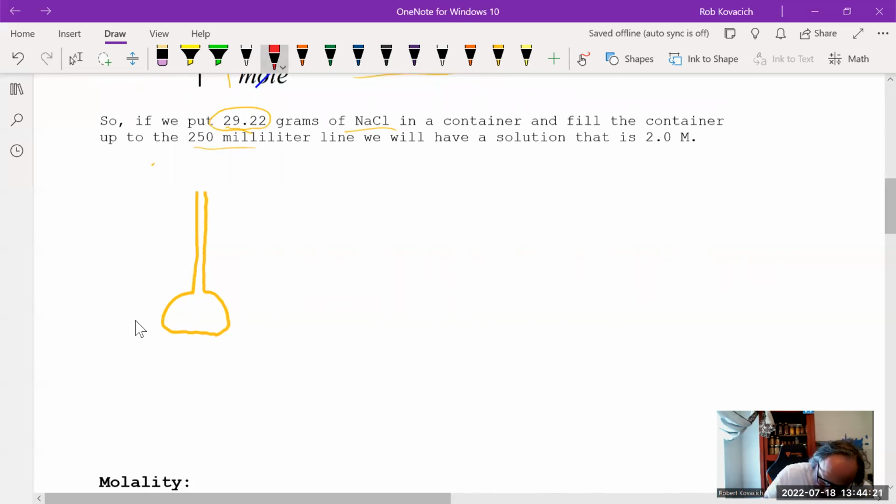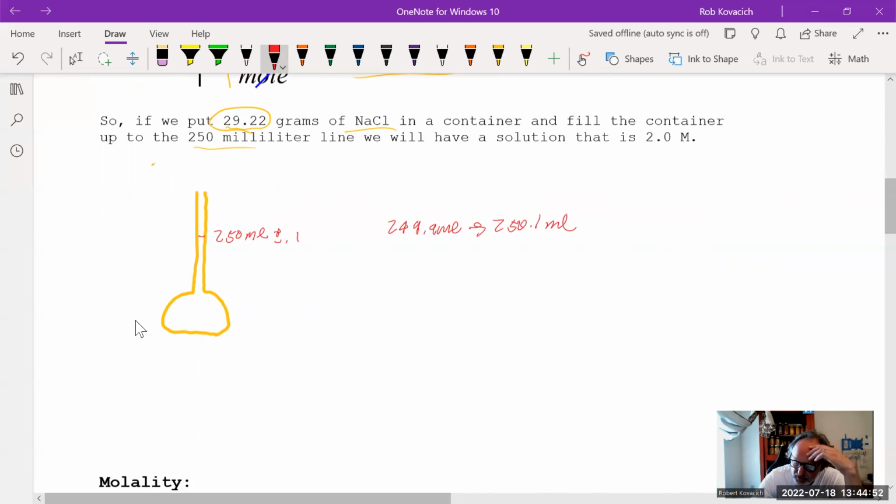And they'll have a line on them somewhere. So in this case, let's say this one says 250 milliliters. It's actually going to say a little bit more than that. It's going to say 250 milliliters plus or minus, say, maybe 0.1. So what that means is if you correctly put the volume in this container, the solution could be as low as 249 milliliters, and as high as 250.1 milliliters.